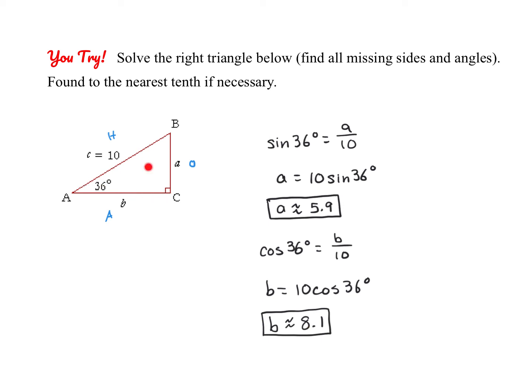Oh, and there is one part that I forgot to finish solving for, because we need all of the missing sides and angles. So we do need to actually find angle B. So remember the three angles of your triangle should add up to 180. So we can do 180 minus the two angles we have, so 36 and 90. And that should be angle B. So angle B is equal to 54 degrees. So now we have fully solved this right triangle.